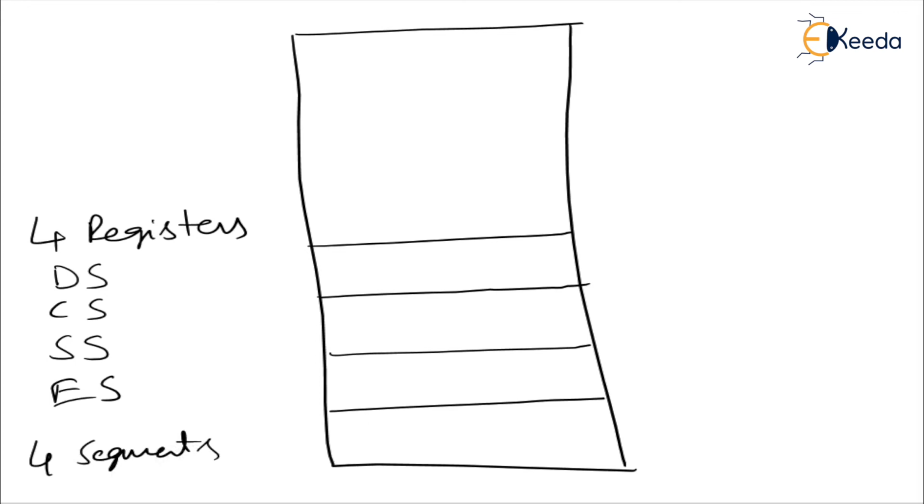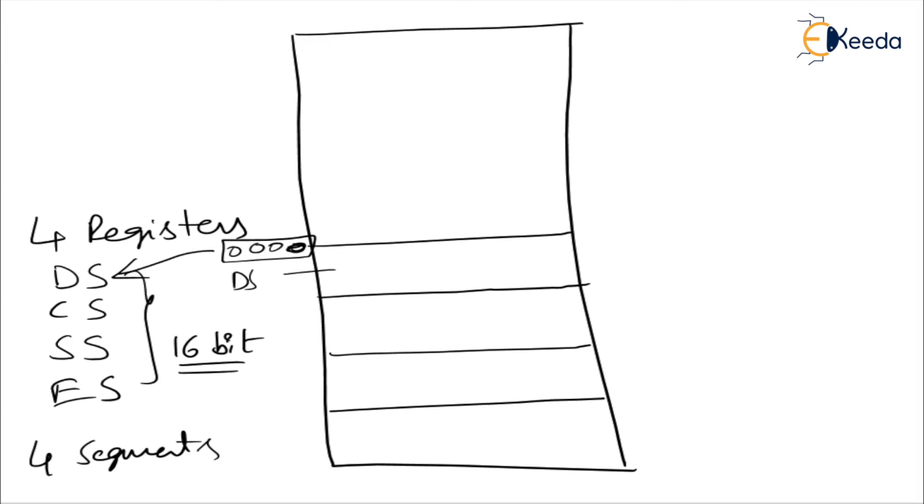Each segment has a different segment register. Suppose this is the data segment, the data segment register holds the starting address or base address of that particular segment. Out of 16 segments in the 8086 microprocessor, we are using only 4, because we have only 4 segment registers. And the register size is 16 bit.